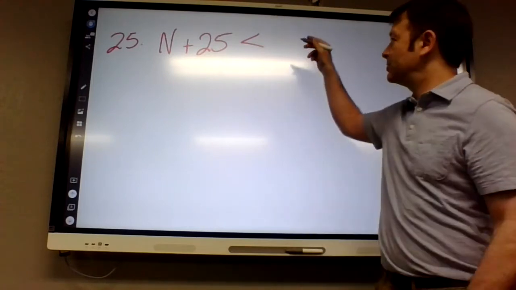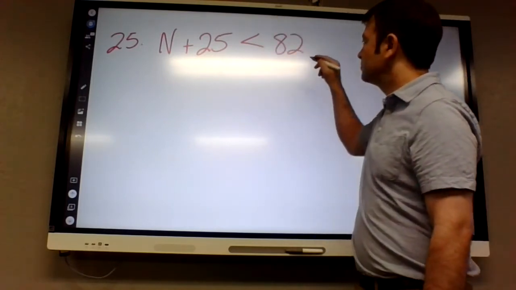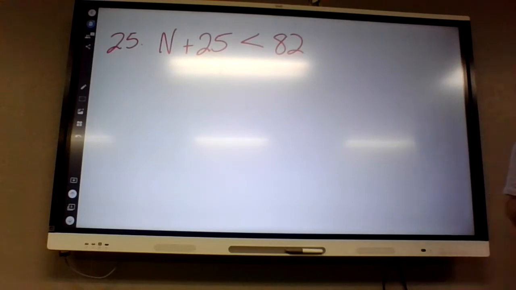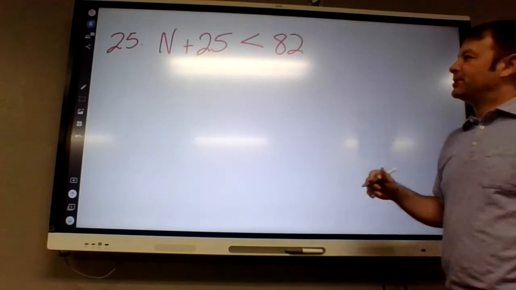Is less than 82. Well, if you think about it, if you know it's less than 82, then you know 82 is the big one, so the symbol should be eating the 82. Alright, and then you're supposed to solve it.